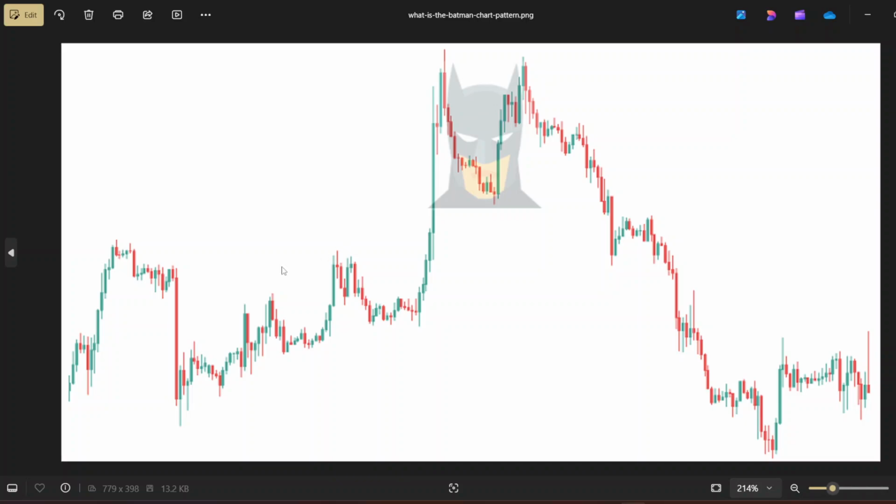So you have to identify these two peaks and then note that the first peak is the higher one, followed by a significant pullback, which is a sharp drop in price. Then the second peak is lower than the first. So this gives you the Batman shaped structure that we are looking for.